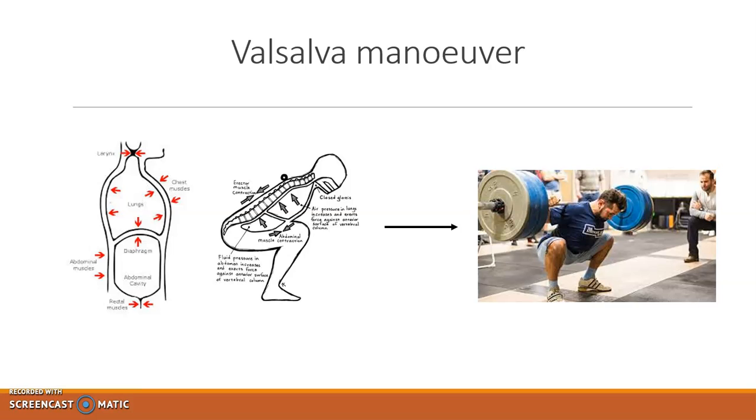Another example is when weightlifters do heavy squats, as shown here. They tense up and their glottis closes, so the muscles tense up as they're going down in the squat. This helps to generate power, so that they can push back up when they are using really heavy weights.